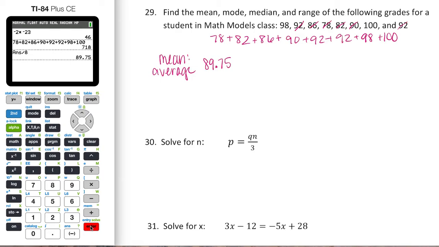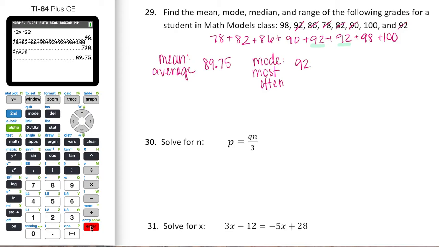Then we have mode. Our mode is our most often. So the only number that occurs more than once is this 92. So our mode is 92.